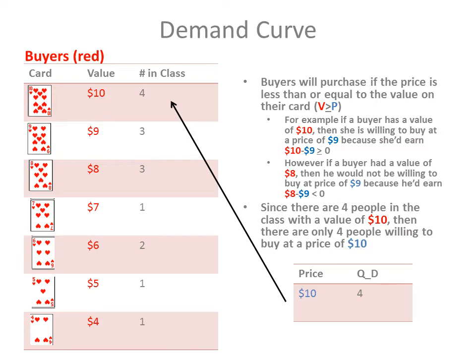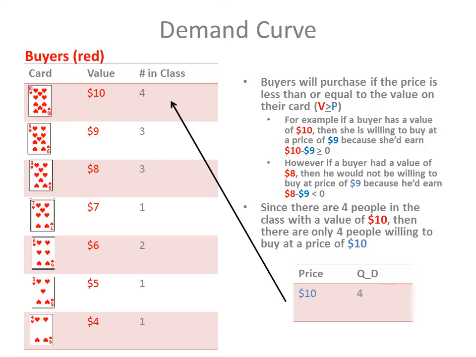So to use this to get our demand curve, we need to remember that buyers will purchase if the price that they negotiate with the seller is less than or equal to the value on their card. So notice that the price here is in blue and the value is in red.